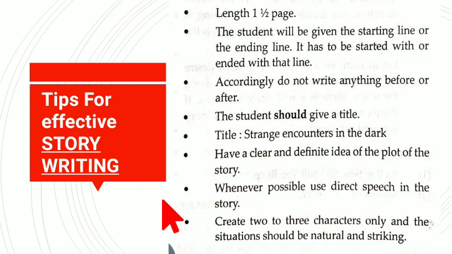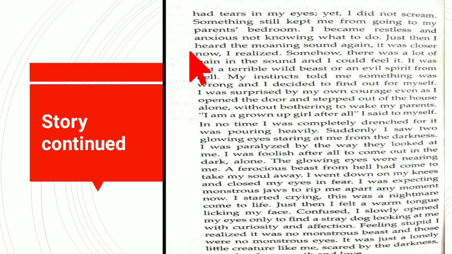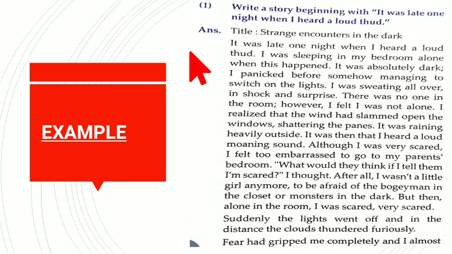So these tips you are supposed to follow when you are writing a story. Let us see one example. Write a story beginning with, "It was late one night when I heard a loud thud." So just go through how it is being framed and what the story contains. In this manner, you can frame your own story based on the incident, and then you can write down the story.